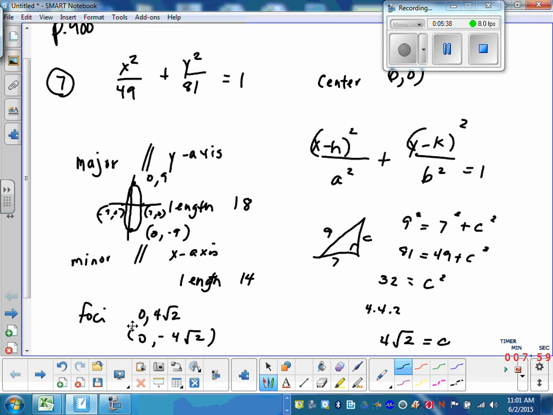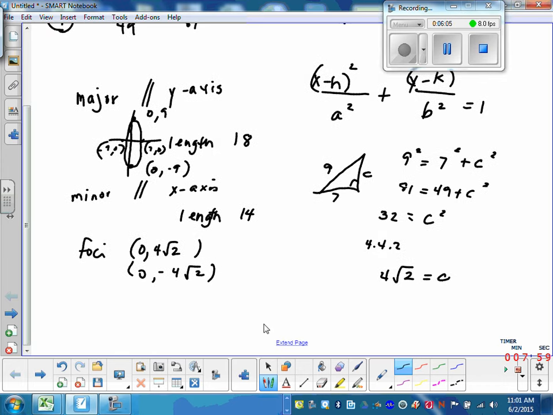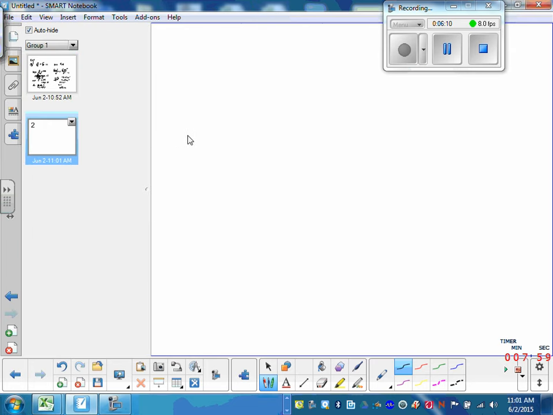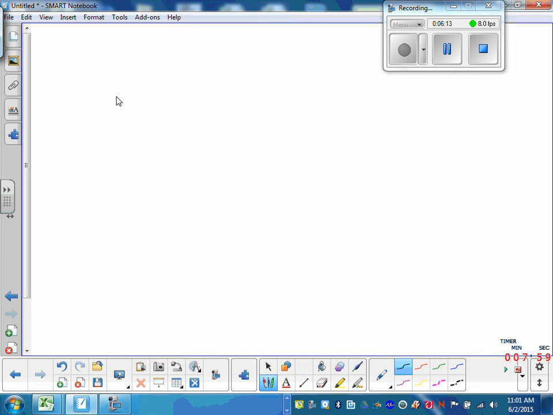Now, I went over this one mostly to review for maybe those of you that weren't with us yesterday, and to hopefully catch some people up. But again, all of your centers are not at 0, 0. So today's focus, again, is going to be what we do when the center is not at 0, 0. So let's add a page and take a look at page 900.